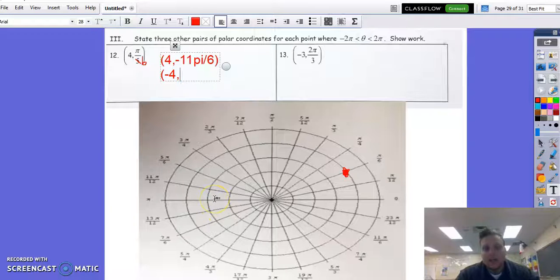So I want to be positive, right? I start here at negative 4, and I went around the positive direction 14 lines, and I know that the angle that 14 lines creates is 7 pi divided by 6.